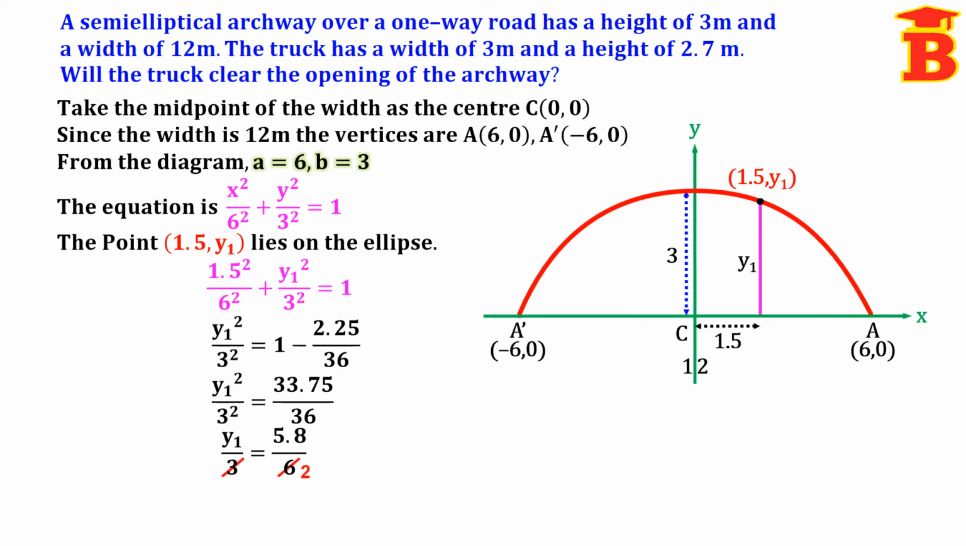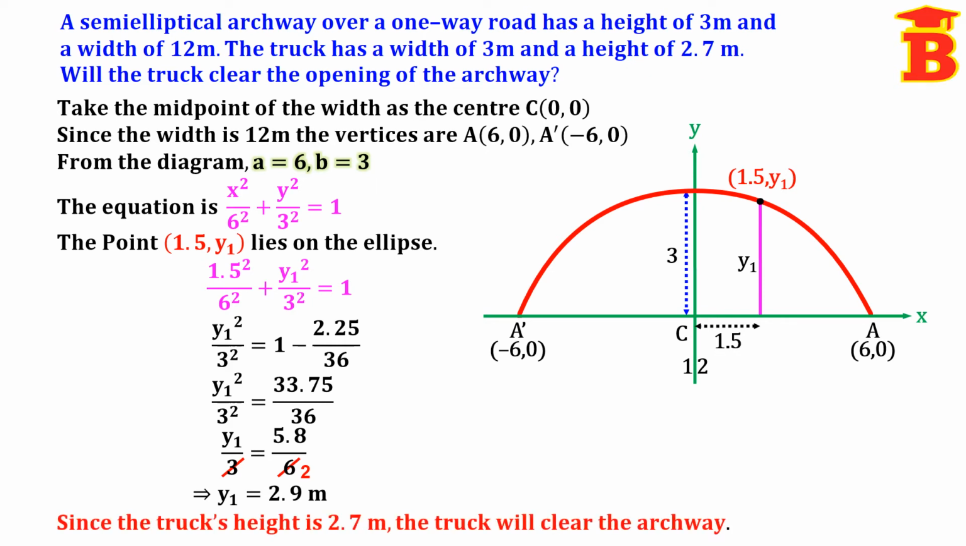Now we can cancel 3 and 6 two times. This implies y1 equal to 2.9 meter. So 5.8 divided by 2 is 2.9. So this y1 height is 2.9 and we are given the height of the truck is 2.7. So this arch height is more than the truck height. Therefore, we can say that the truck will clear the archway.